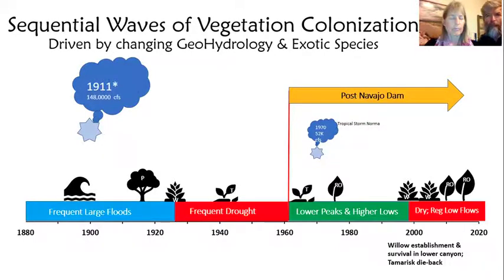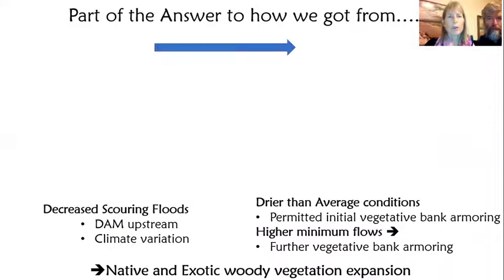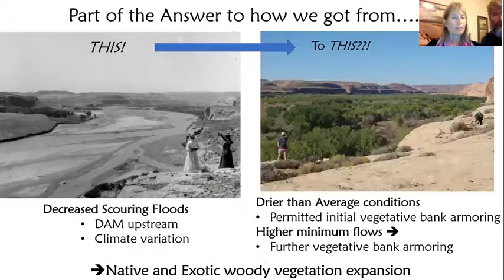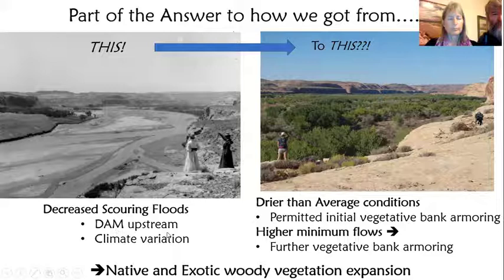And probably part of that willow establishment or encroachment now is because of the higher low flows during the summer months. Right. So part of the answer to how we got from this to this is this decrease in scouring floods, which we showed you data on. Part of that's because there's Navajo Dam upstream.